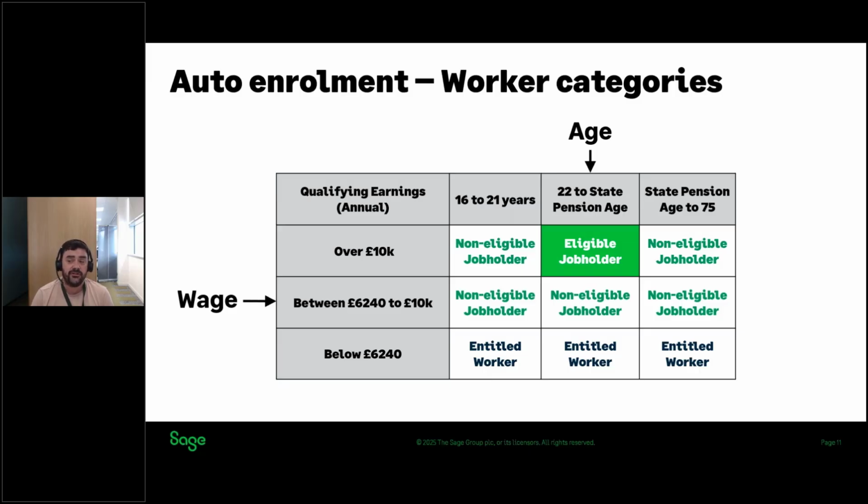If you earn below that trigger, and you fall into a non-eligible or entitled worker category, you still have the right to opt in or join the pension scheme. So those employees can ask you to be put into the scheme, which you would then do, but you don't have to put them in automatically. And for entitled workers, you don't even have to contribute if you don't want to.